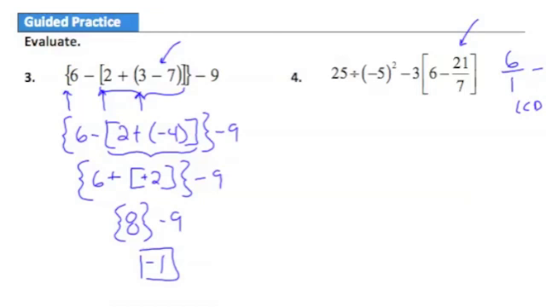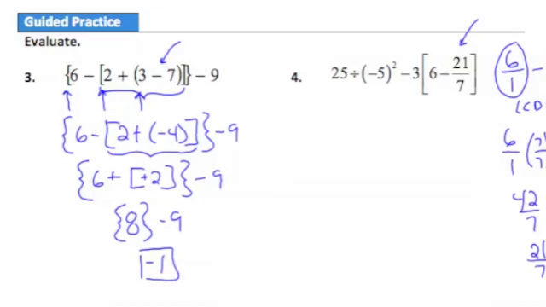The LCD is 7. I only need to change this fraction. This one has the correct denominator already, so I would say 6 over 1 times something. It's going to give me a denominator of 7. So my missing multiplier there is 7. Multiply top and the bottom by 7. That gives me 42/7. So what I have then is I have 42/7 minus 21/7. Let's see, 42/7 minus 21/7 gives me 21/7.